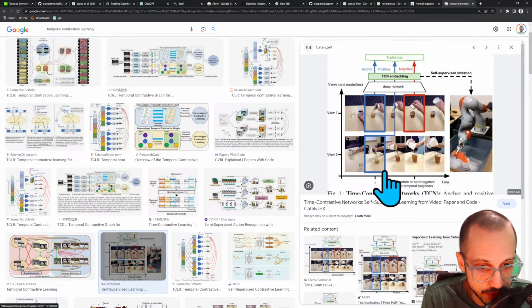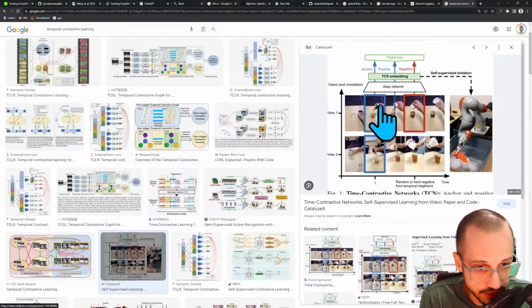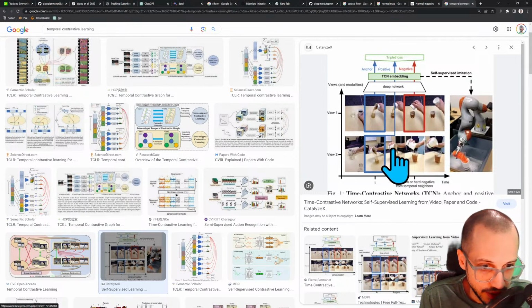So actually, here's the exact paper that I remember. You have videos of the same thing, of this guy pouring water into a cup from different views, and then you have a network that's taking this frame and creating an embedding, and it's taking that same frame, and you know that these two frames are at the same point in time. So the same way that you're using contrastive learning to pull things together and push things apart in the semantic space, what time contrastive networks are doing is they're pulling together things in time and pushing away things that are further away in time.